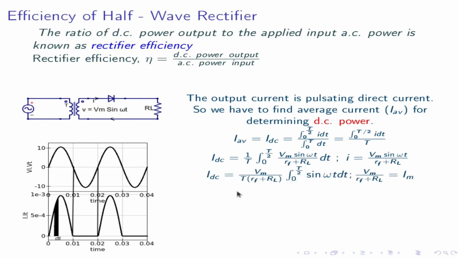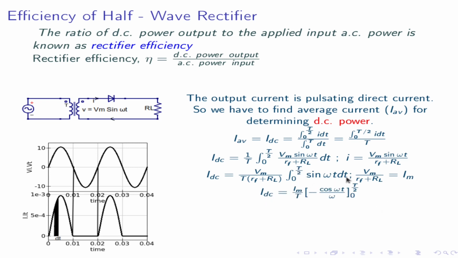That is I. We can take Vm and Rf plus RL outside. Therefore, Vm by T into Rf plus RL, integral 0 to T by 2 sin omega t dt, where Vm by Rf plus RL is Im, the maximum value of current. Therefore Id is equal to Im by 2.